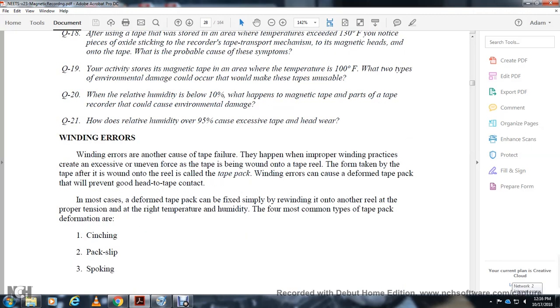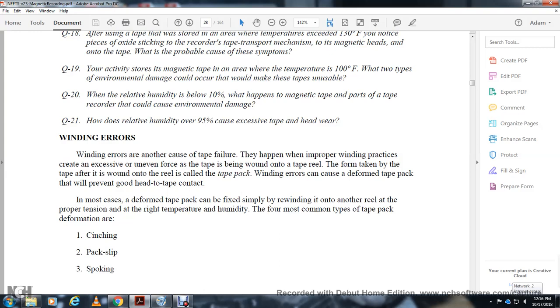But winding errors can damage the tape wherever they happen. Improper winding can cause an uneven form of the tape as it is wound on the reel. A deformed tape pack will prevent good head-to-tape contact, but a deformed tape pack can be fixed simply by rewinding it onto another reel at the proper temperature.